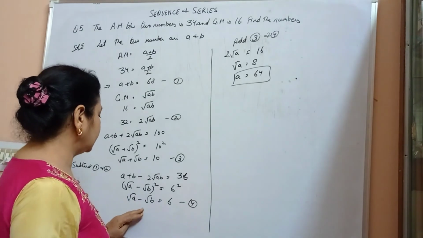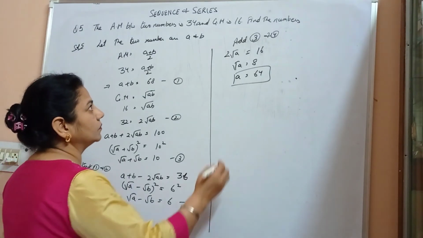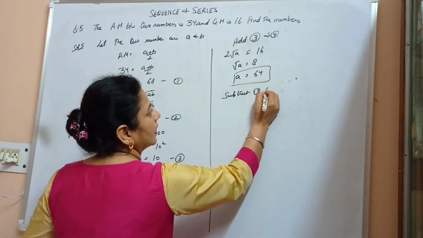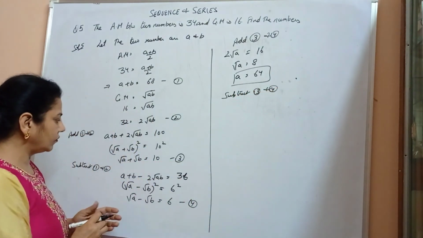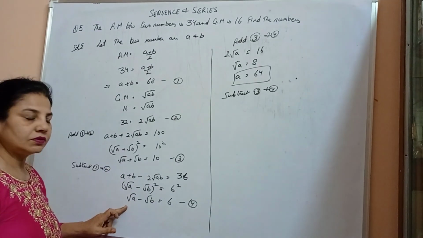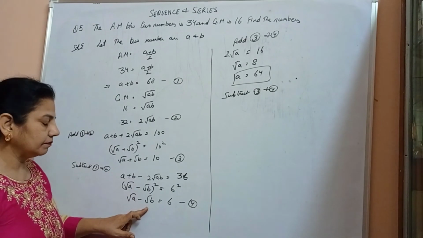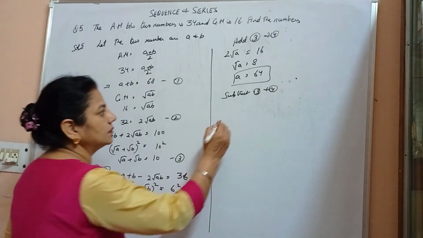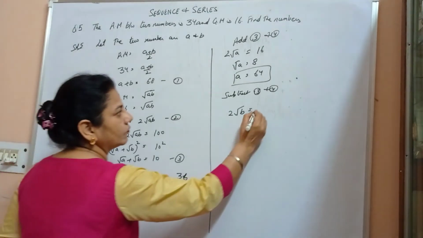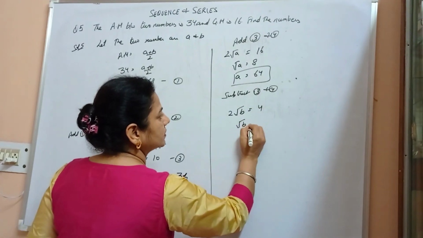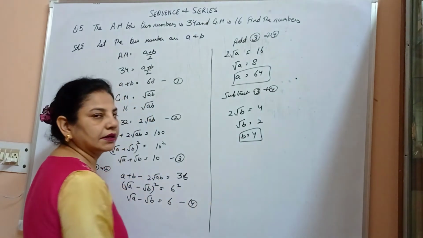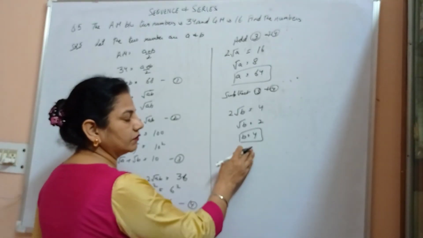Then I will subtract 3 and 4. So under root A minus under root A cancel out. Under root B plus under root B becomes 2 times under root B. And 10 minus 6 is 4. I get under root B is equal to 2. Squaring both sides, I get B as 4. So this is my second number.